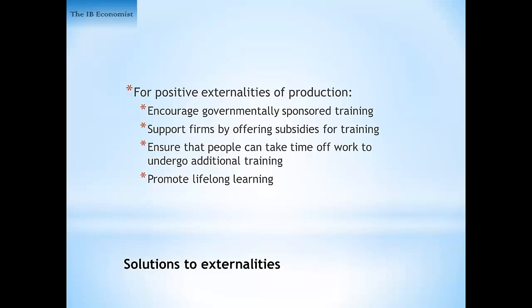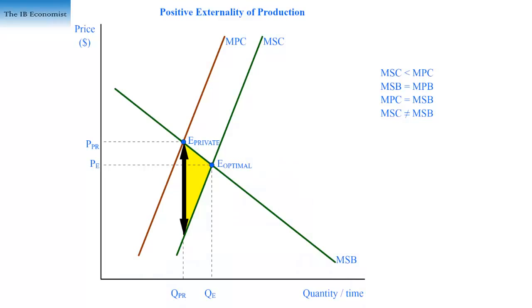We can promote lifelong learning, and we can make laws that would guarantee people the right to undergo additional training. For example, governments might say that every worker has a right to take time off from work and to enroll in whatever course he or she desires to. Let's look at a graphical illustration of how these solutions would work.